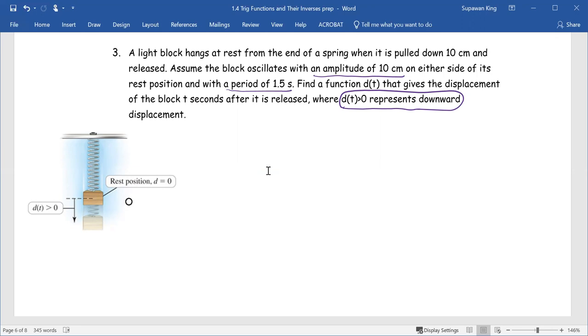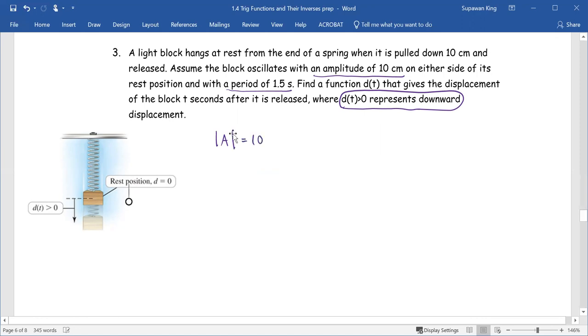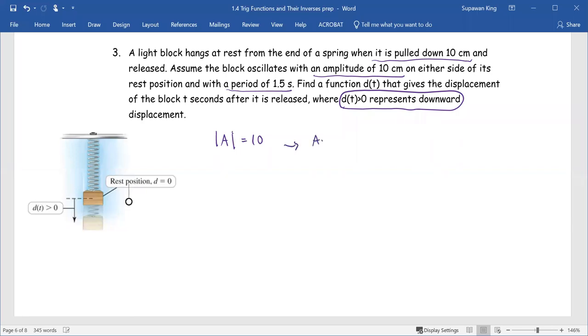From this information, the problem says the amplitude is 10 centimeters, so the absolute value of A is 10. The spring is pulled down 10 centimeters, and pulling down is a positive d value. Therefore, A is 10. The period is 1.5.